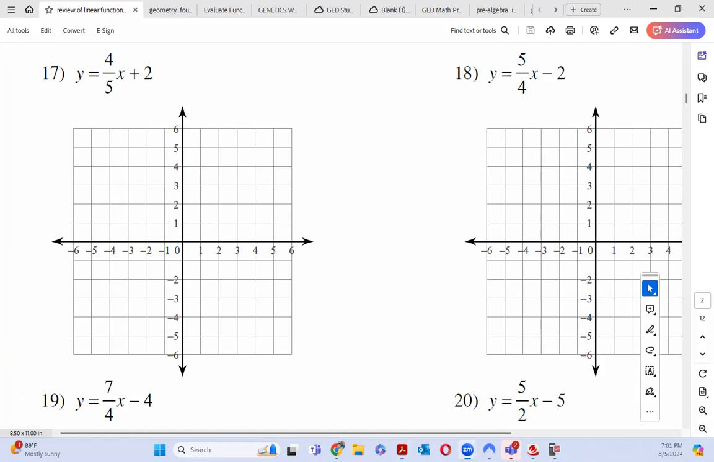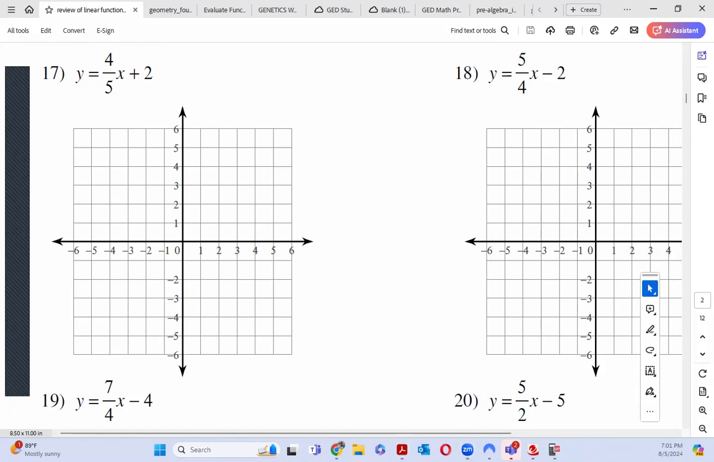Hold on, Mr. Tinsley. I thought you said they're not gonna make you graph a line. You don't, but you need to understand how to graph a line. So if they give you a graph, you know how to figure the equation of the line. But watch this. What's the slope of number 17?